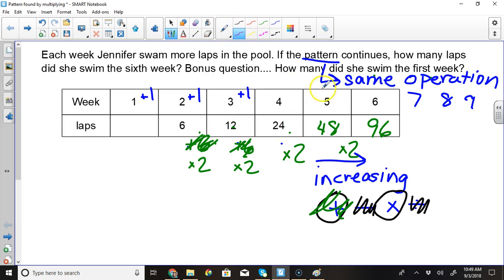But my bonus question is, how many did she swim in the 1st week? So we're not going from left to right this time. This time we're going from right to left. So my question is, are we still going to be multiplying?